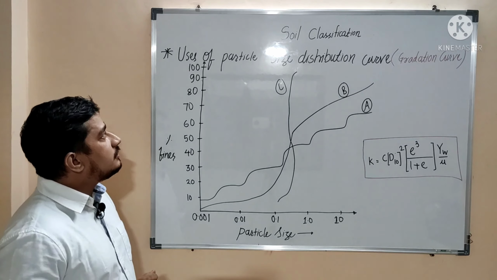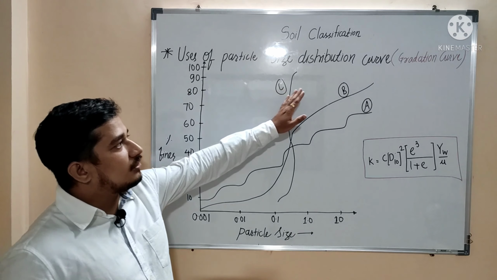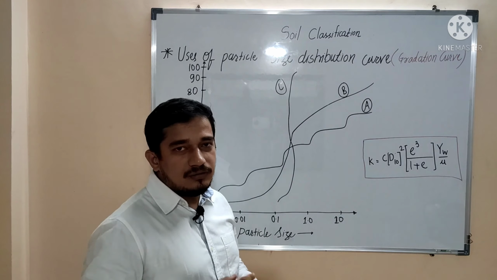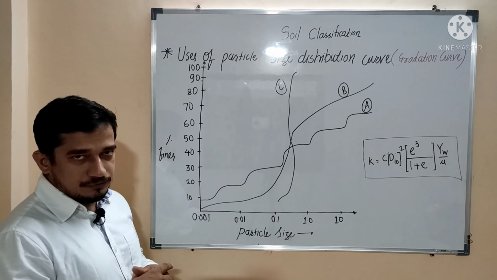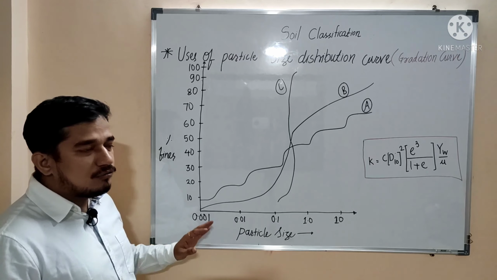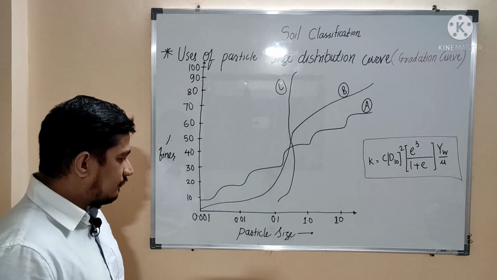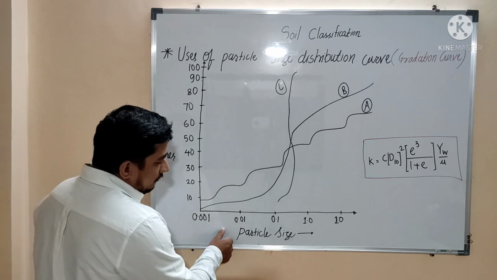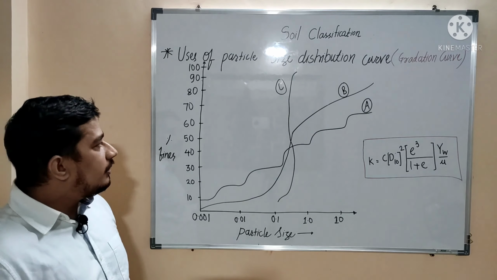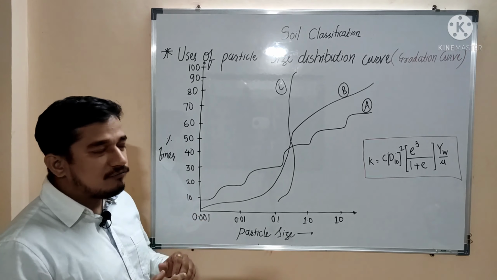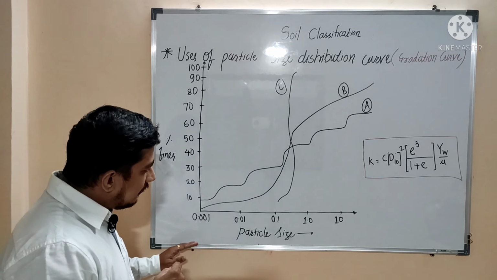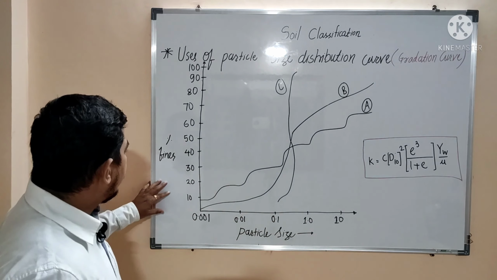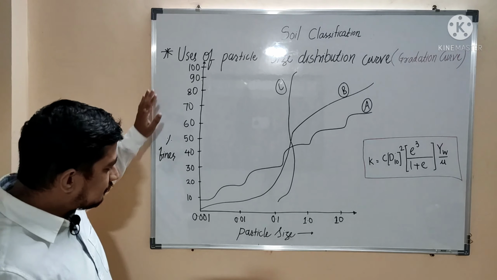So the very first part is use of particle size distribution curve, or we can say as a gradation curve. Particle size distribution curve is nothing but a gradation curve. So before that, what is particle size distribution curve? Actually we have studied this, we have gone through this, but we will just revise. Okay, so the particle size distribution curve is nothing but a plot or a graph between the percentage finer and the particle size. Okay, the particle size is on x-axis and percentage finer is on y-axis.